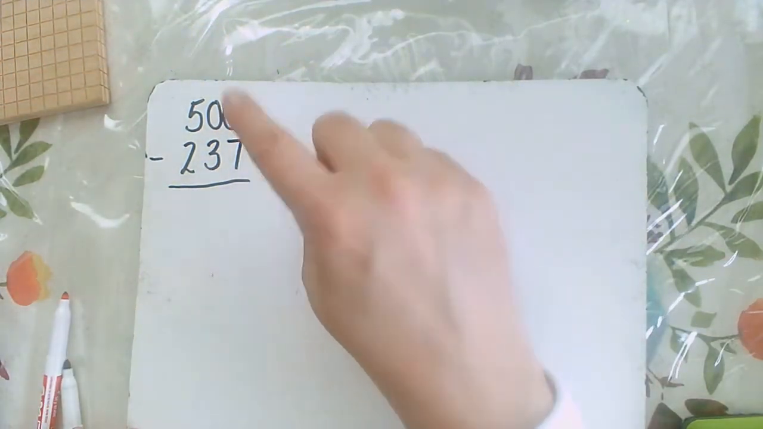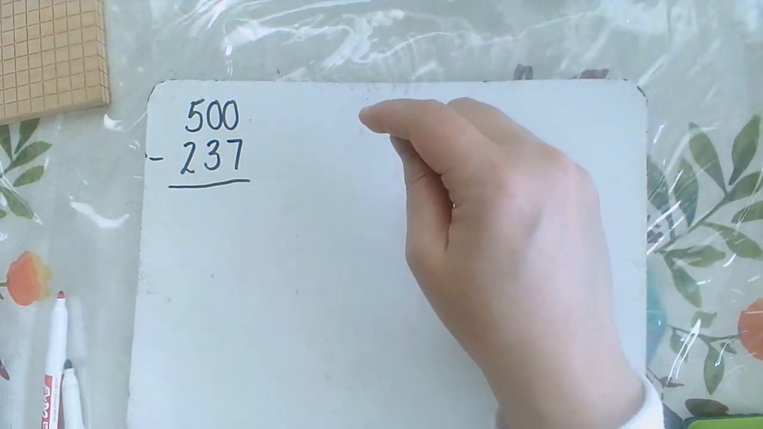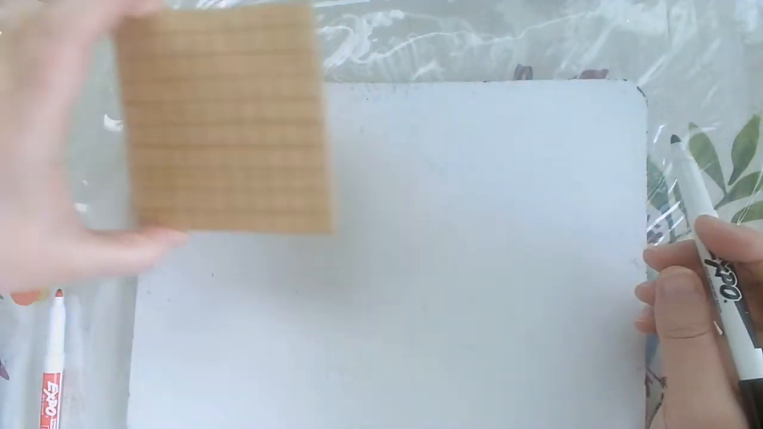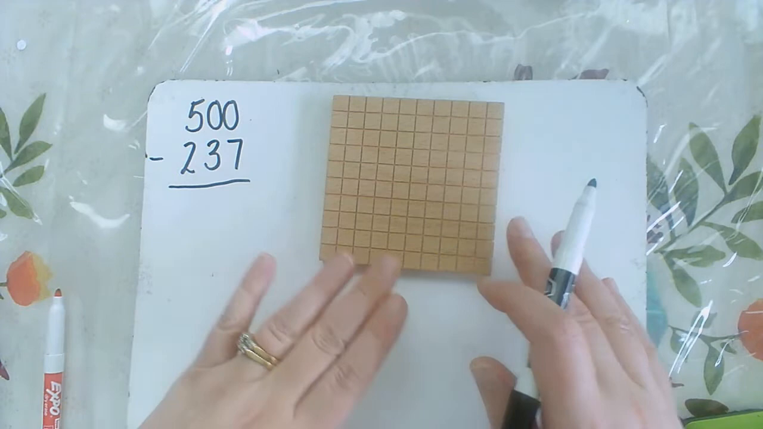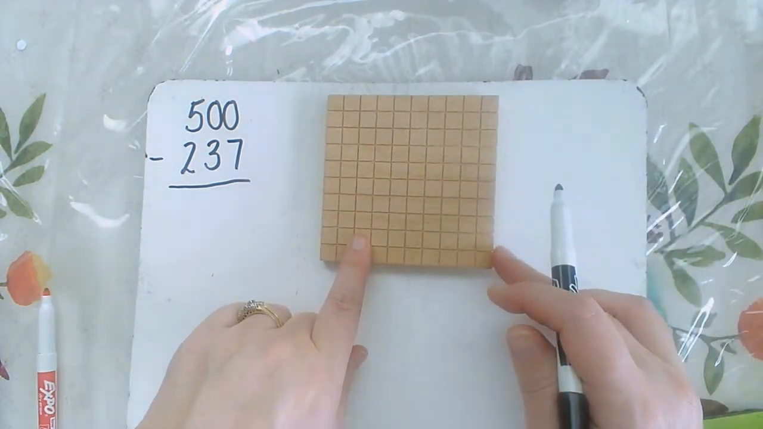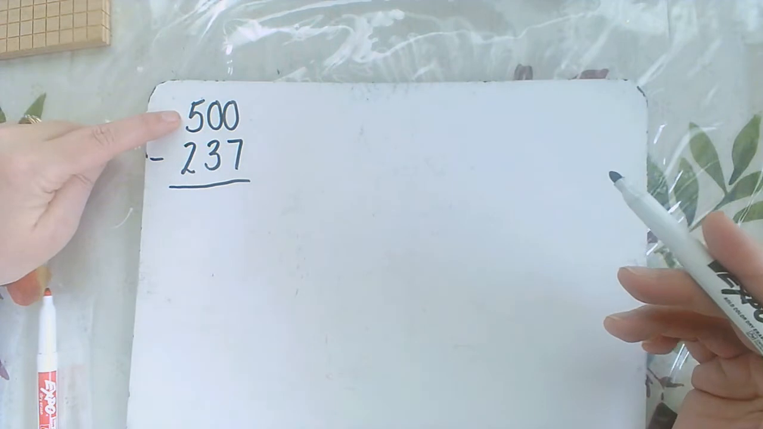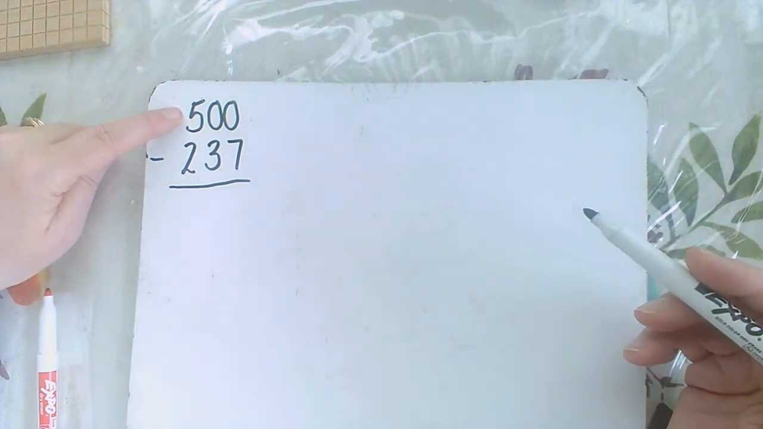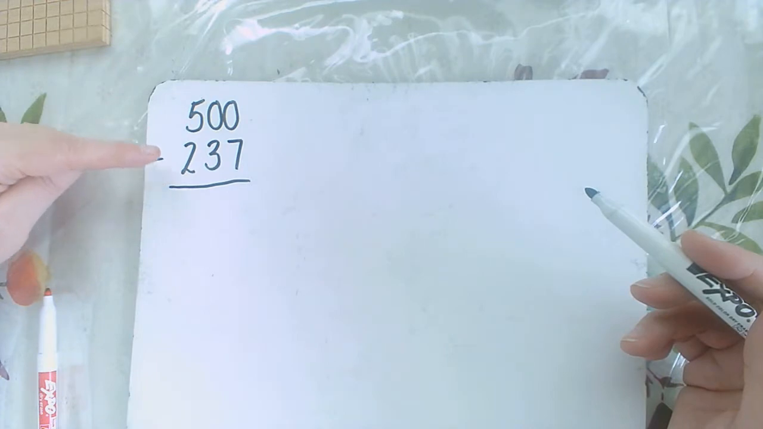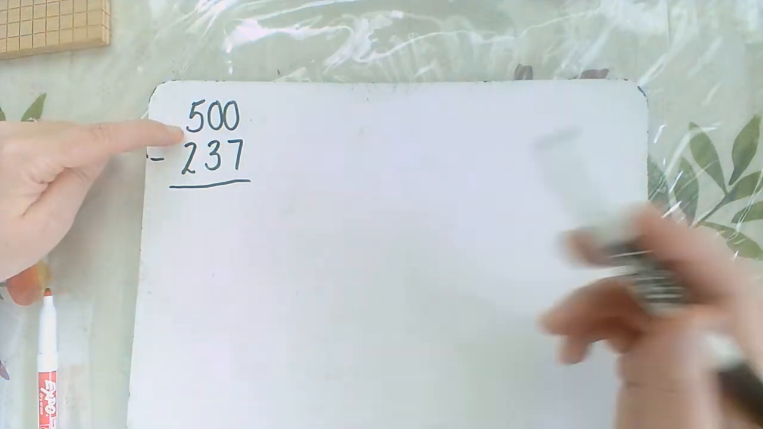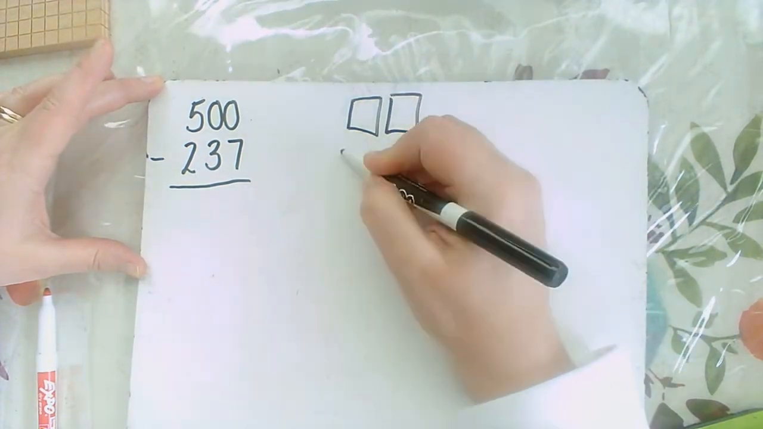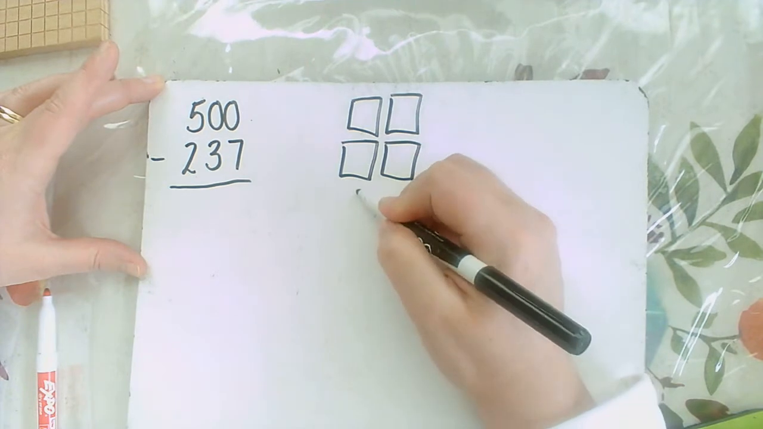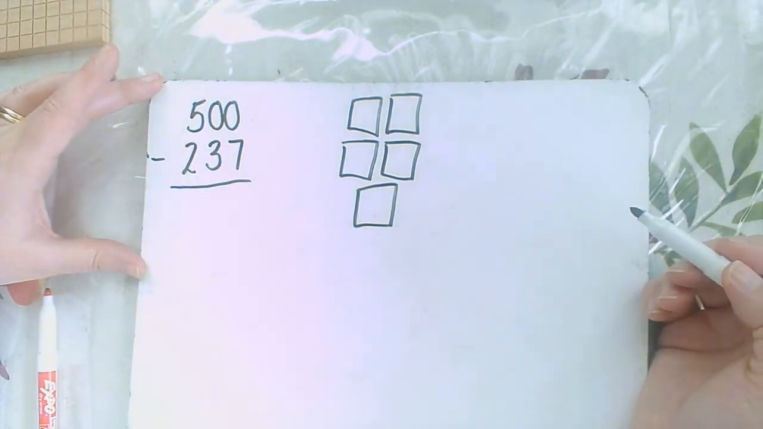So here is the first question that I'm going to do. 500 take away 237. So if I was to build this with my blocks, I would be using 5 hundreds blocks, but I am going to do that through a picture instead, remembering that I'm only building this first number because that's what I start with, and this number I'm taking away from that number. I'm not adding to it. So 5 hundreds.